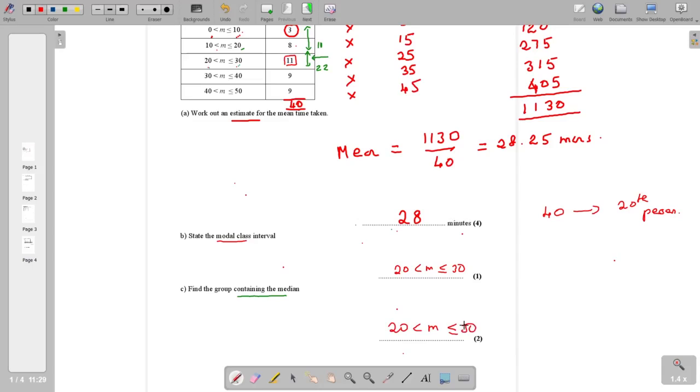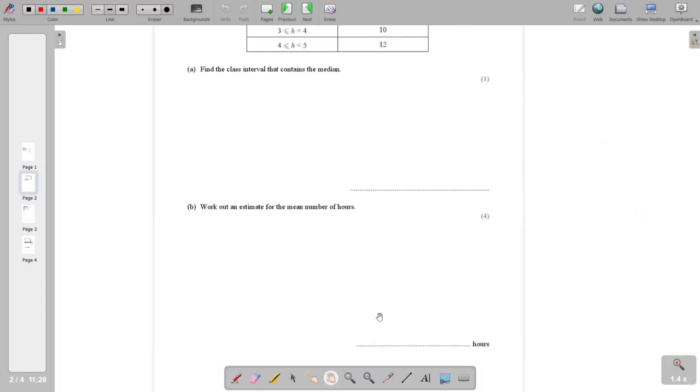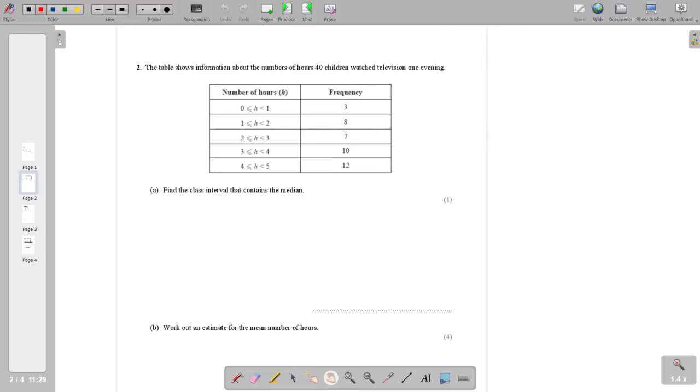That's question 1 done. Let's move to question 2. Question 2 is similar. The table shows information about the number of hours 40 children watched television one evening. So again, the frequency is 40. You're going to find the mid-interval.